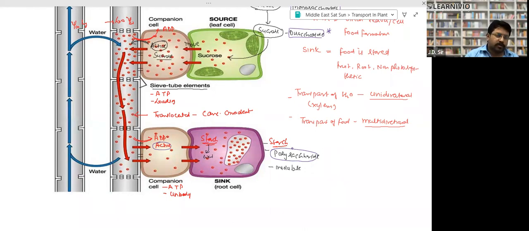So this is the loading and unloading process, where expenditure of energy takes place, and where energy is not required, and how does it take place? This complete process is very important. Is it clear to all of you or not? Tell me.